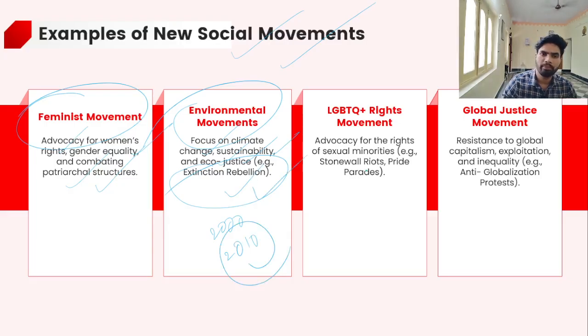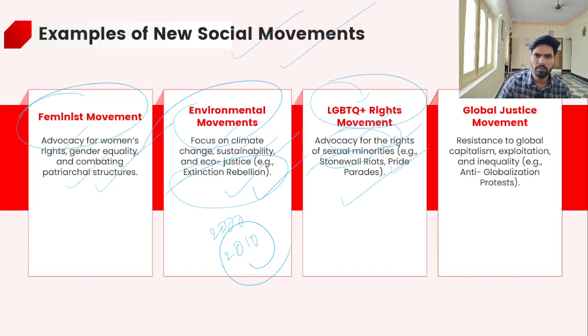Extinction Rebellion. Then the LGBTQ plus rights movement. This is also an important movement. The movement advocates for the rights of sexual minorities. Several groups are there: lesbians, gay people, bisexual people, transgender people, queers, etc. So these people are sexual minorities, and the movement is for advocating the rights of these people. Examples are Stonewall Riots, Pride Parades, etc.